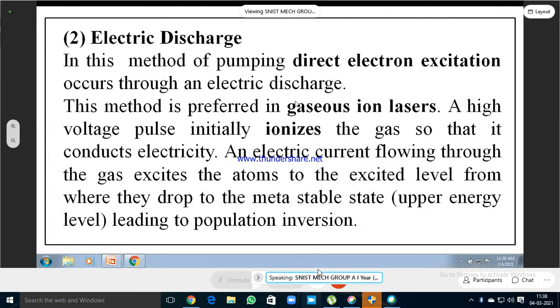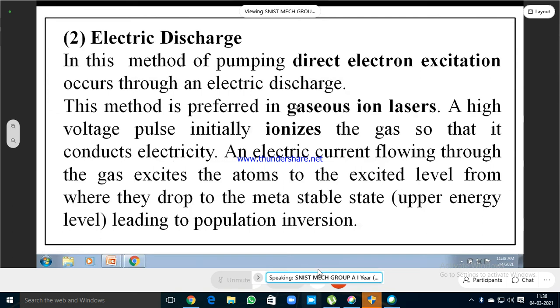Okay, two points you have to remember. The voltage pulse initially ionizes the gas and electrons are released, so electricity is conducted through the gas. These electrons excite the atoms, whether argon atoms or whatever atoms, to the excited level, from where they drop to the metastable state. Okay, guys, are you following?